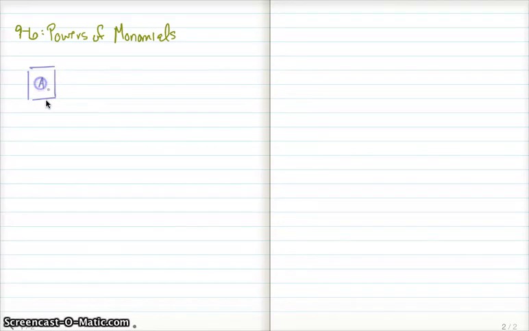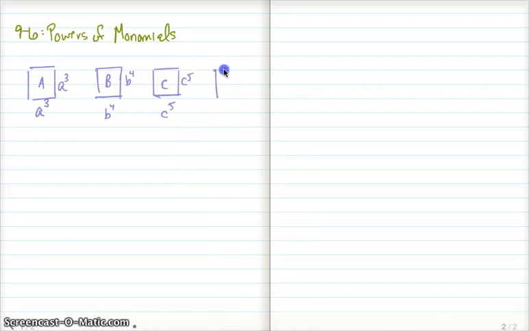So here we have square A, and it has one side with a length of little a cubed, and of course the other side would be little a cubed as well. And we have another square whose sides are equivalent to b to the fourth. We have another square C, c to the fifth. And another square D. Let's just say d to the 10th are the dimensions here. So we have 4 different squares, each with different lengths.